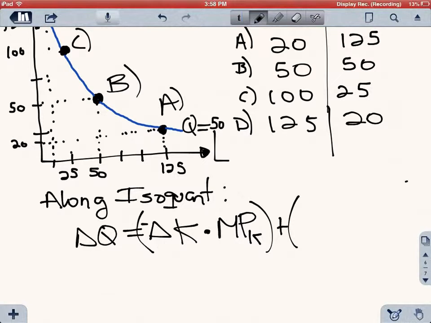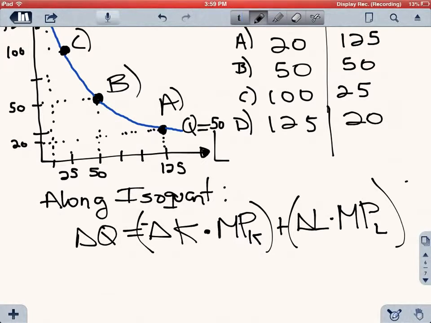We're losing output because we are losing some capital, but we're going to replace that output with additional labor, and the increase in output from labor is going to be equal to whatever more labor we're going to add times how much output we get for every additional unit of labor, which is the marginal productivity of labor. So in essence, the change in output is equal to the marginal productivity of capital times the change in capital, plus the marginal productivity of labor times the change in labor.